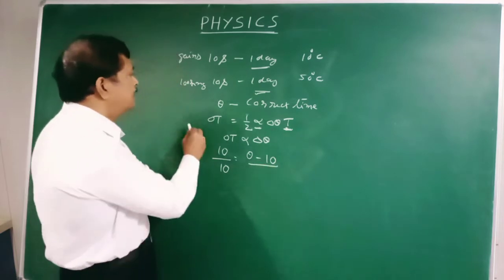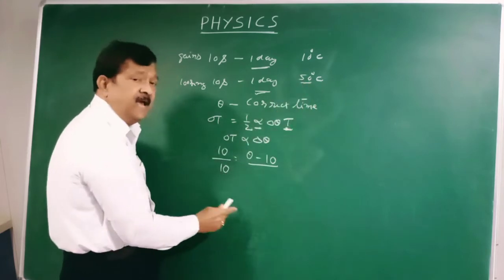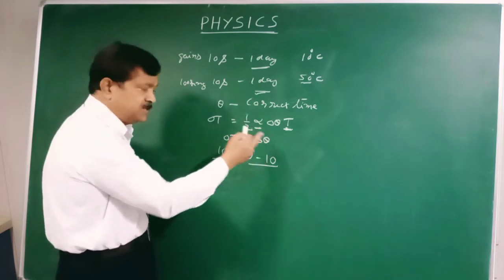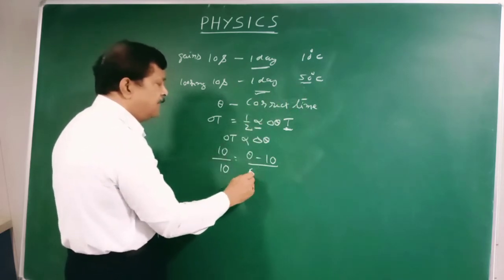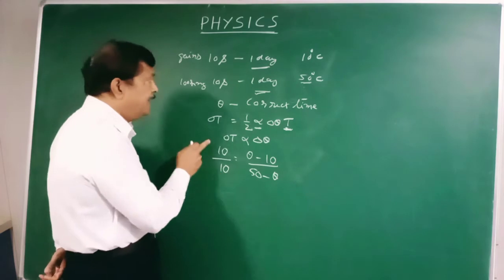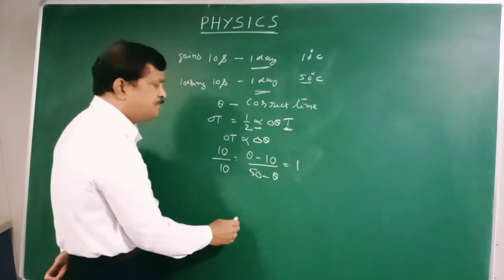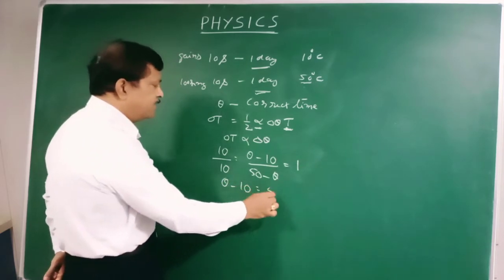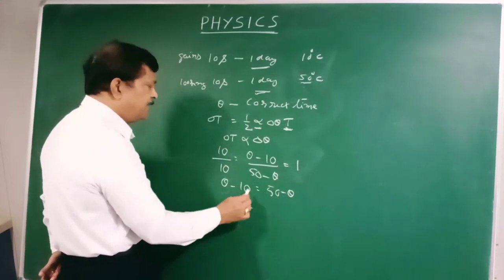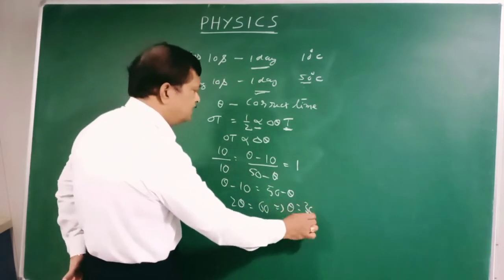Corresponding to this, again there is a loss of 10 seconds of time at 50 degrees centigrade. Very clearly 50 is the temperature which is more than the correct reading temperature. So the change in temperature in this case, because 50 is more than theta, is 50 minus theta. Because it is gaining 10 seconds and also losing 10 seconds, this ratio will be equal to 1. So very clearly theta minus 10 will be equal to 50 minus theta. Then you can bring this here, 2 theta will be equal to 60 degrees, so theta equals 30 degrees centigrade.